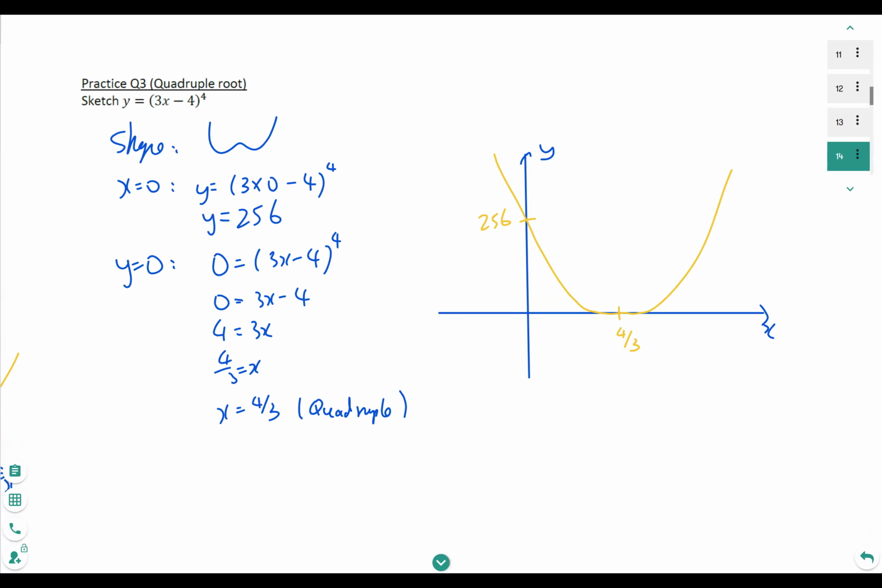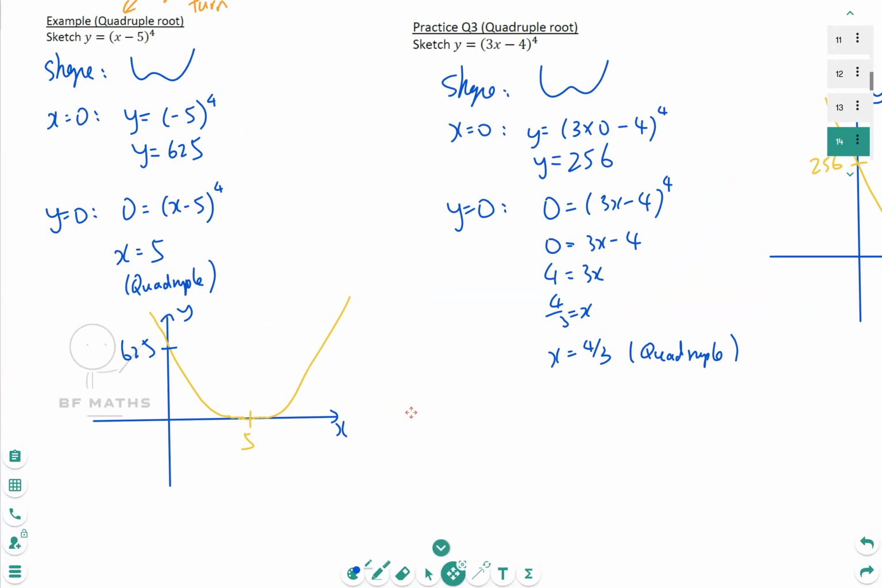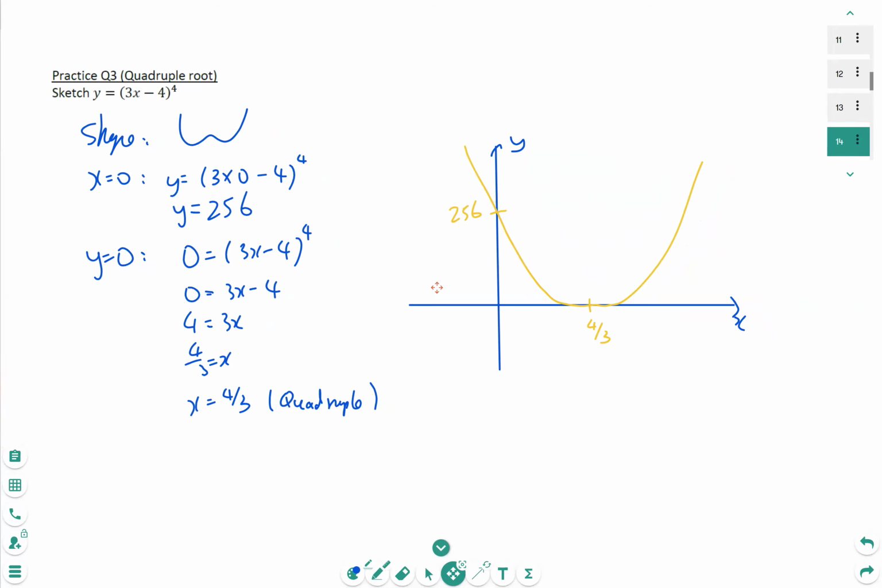This is the answer. It's almost identical to the other graph that we drew in the example. Okay, so yeah, and that's the end of the lesson.